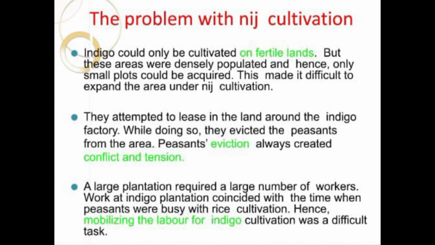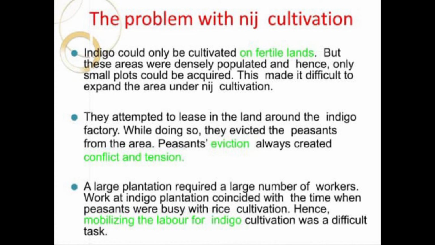They attempted to lease the land around the indigo factory. While doing so, they evicted the peasants from that area. They made them move, vacate the regions, and this was the cause of conflict between the planters and the peasants. This created tension. The large plantation required a large number of workers.